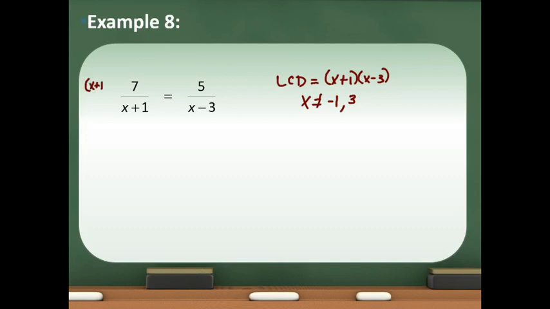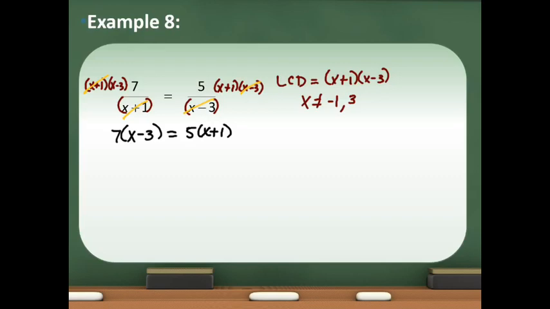All right, so let's multiply each side by our LCD. And notice on the left side, the x plus 1s are going to cancel, and you're left with 7 times x minus 3. And on the right, the x minus 3s are going to cancel, and you're left with 5 times x plus 1. So we have some distributing to do here. So you get 7x minus 21 on the left, and on the right you're going to get 5x plus 5.